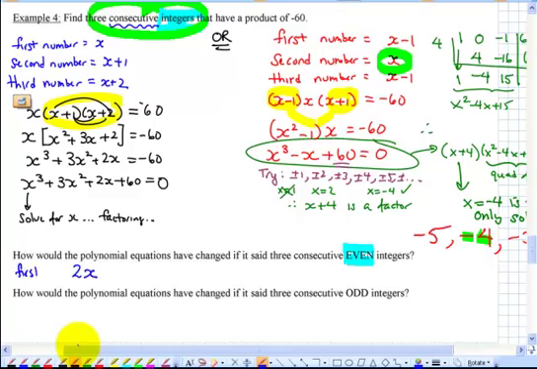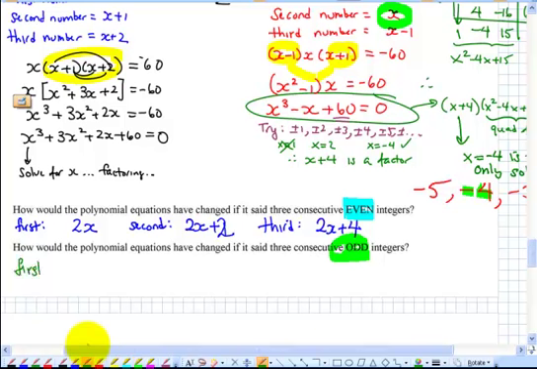Well, what would be the next even number? Is it 2x plus 1? Well, remember, 2x is an even number. If I add 1 to an even number, it always becomes odd, so I don't want that. I want the next even number. I should add 2. Very good. The third, that'd be 2x plus 4. Perfect. Now, how would the equation have changed if I said, hey, give me consecutive odd integers?